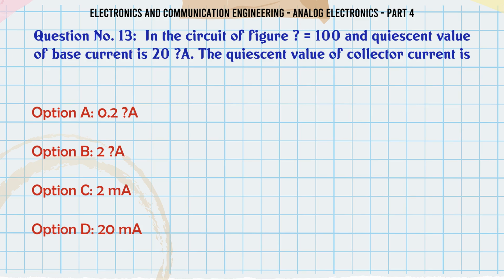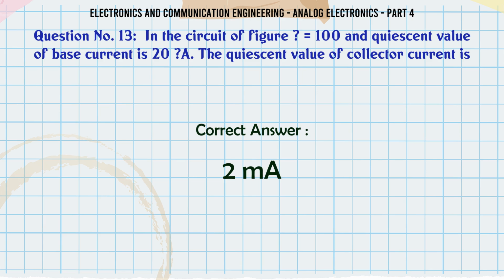In the circuit of the figure, β is 100 and the quiescent value of base current is 20 µA. The quiescent value of collector current is: A. 0.2 A, B. 2 A, C. 2 mA, D. 20 mA. The correct answer is 2 mA.